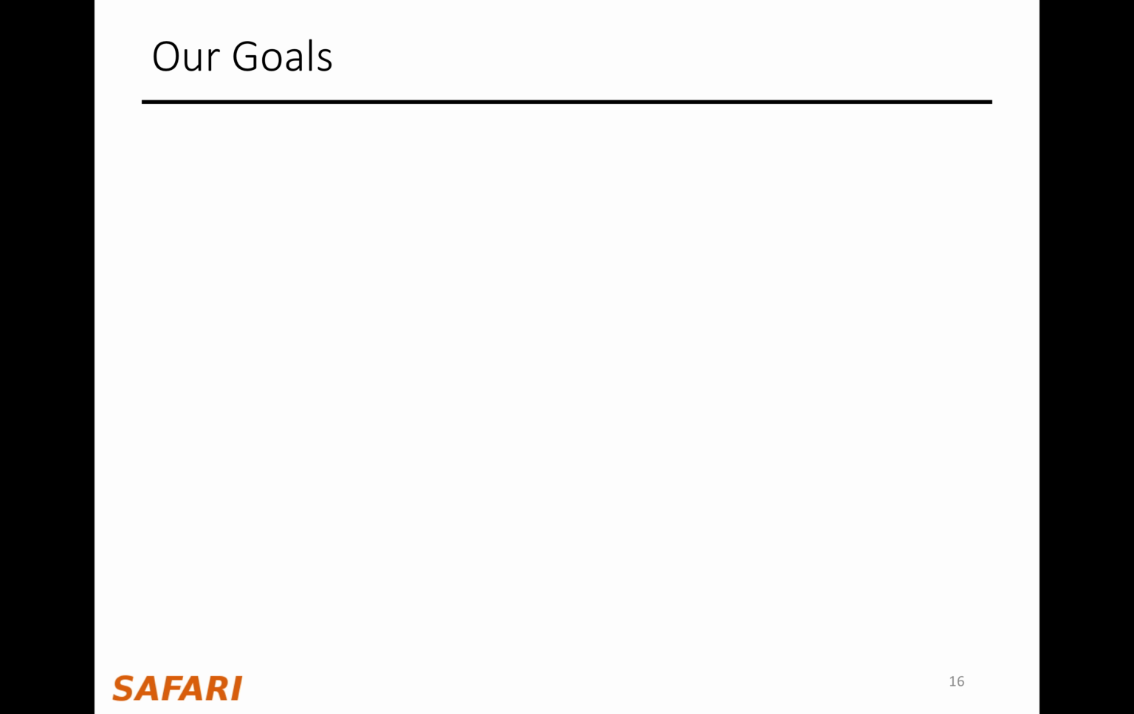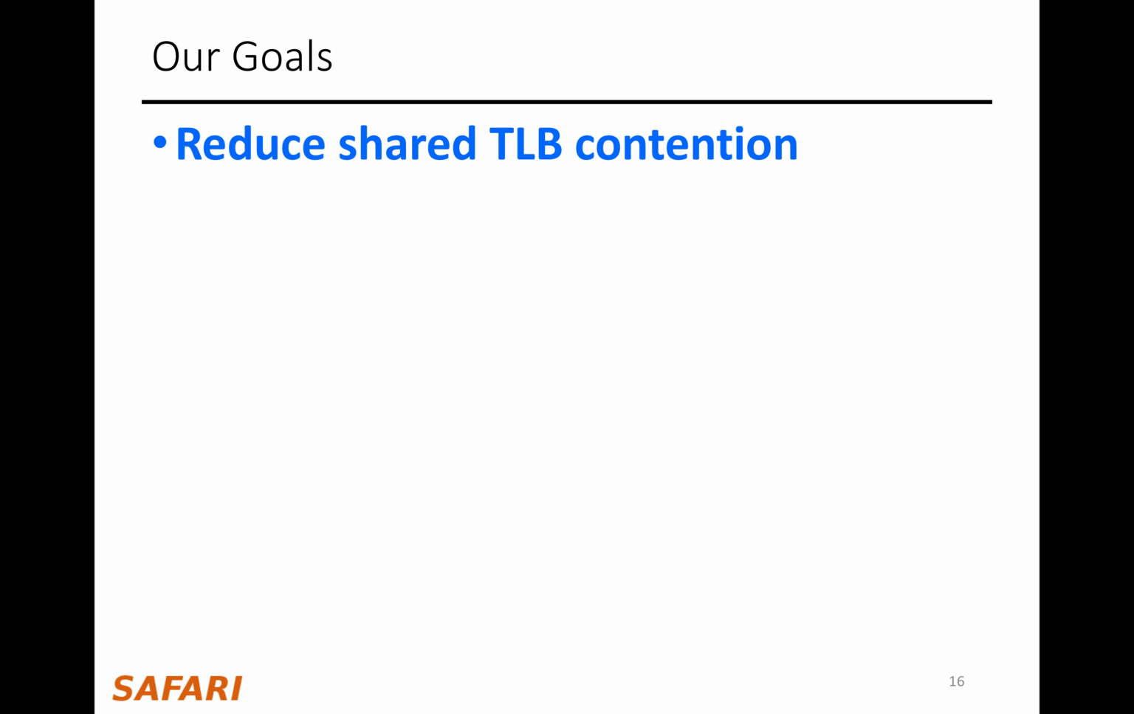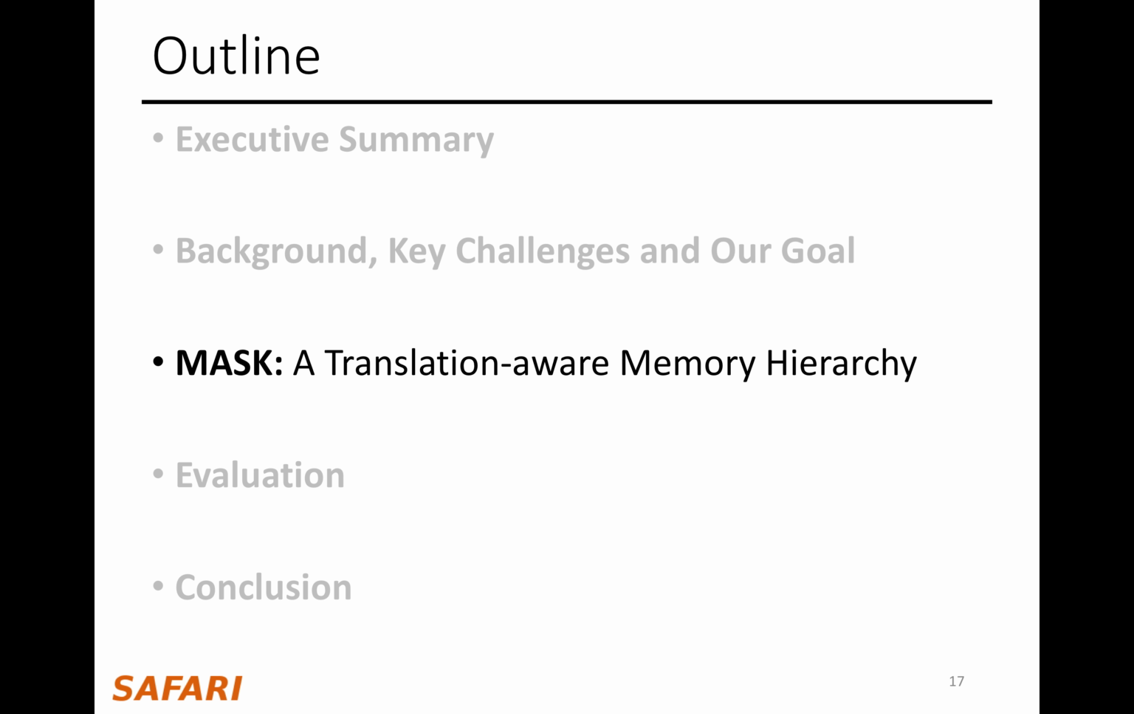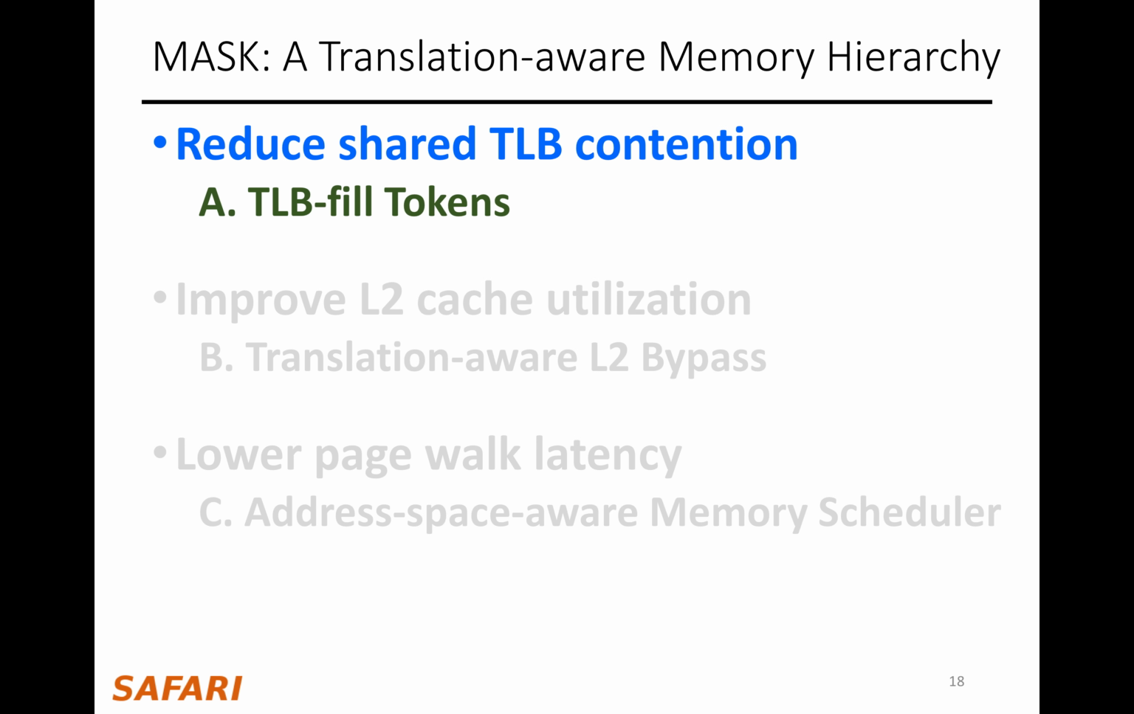So our goal in this work is to first reduce the shared TLB contention. The second goal is to improve the L2 cache utilization. And lastly, we want to lower the page walk latency. In order to achieve these goals, we came up with a design called MASK, which is a translation-aware memory hierarchy design. MASK consists of 3 components.